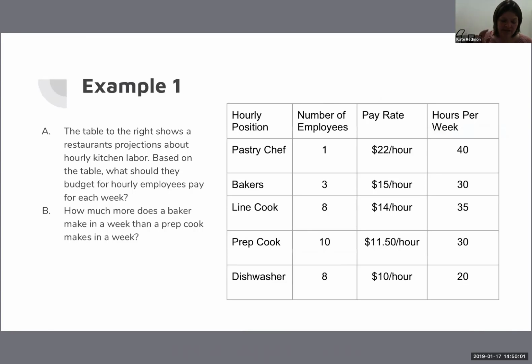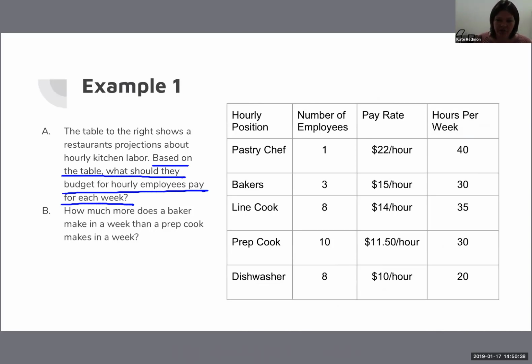Example 1 says the table to the right shows a restaurant's projections about hourly kitchen labor. Based on the table, what should they budget for hourly employees' pay each week? Well, here's the thing about the GED: they could ask you anything about a graph. So we really have to get from how the graph is made and what it looks like to how I use this information. What am I asking you to find? I'm asking you to find all the hourly employees' pay for the whole week.